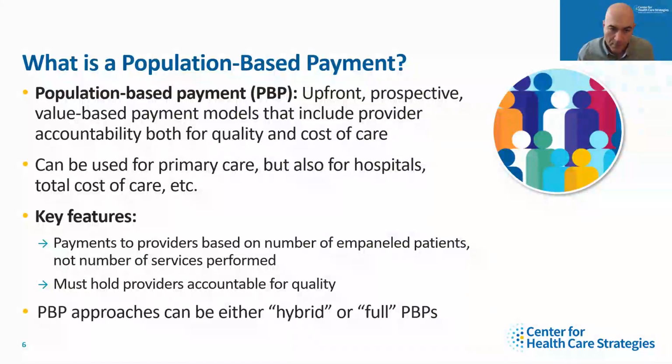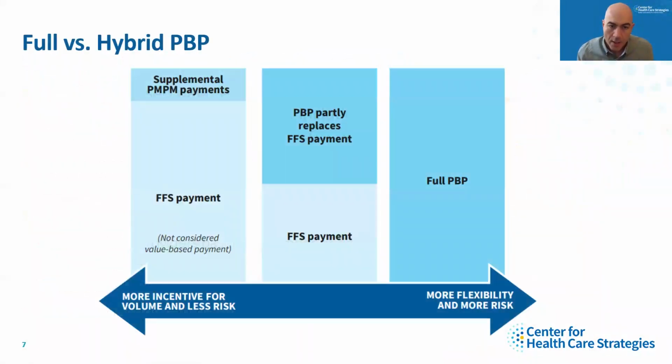Next slide. So we have an illustration here that talks about full and hybrid population-based payments. So there's 3 columns here. On the left are things that have more incentive for volume and less risk attached to them. And by risk, we mean financial risk. And on the right, we have more flexibility and also more risk.